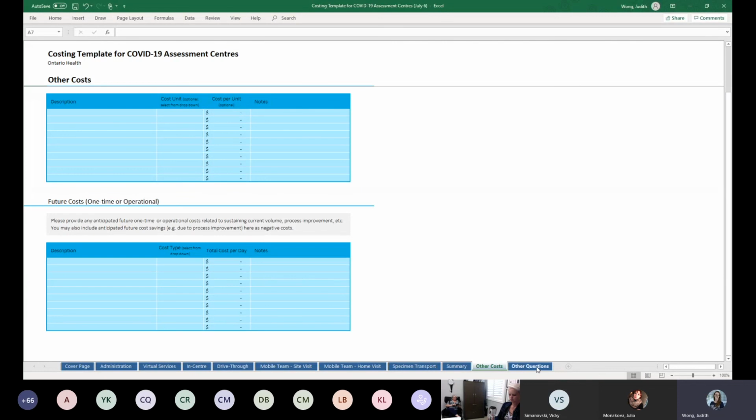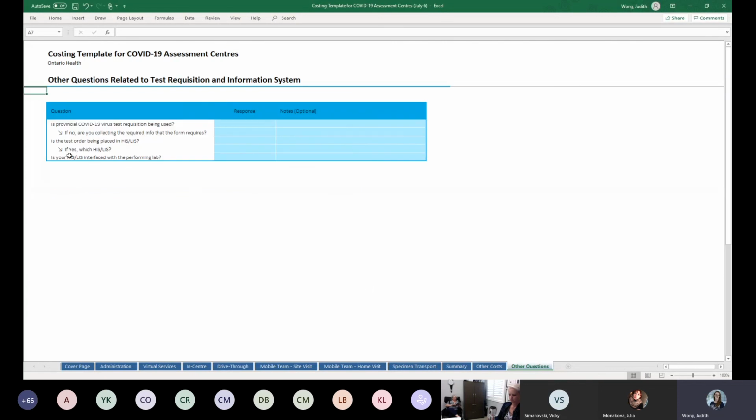Finally, we are collecting some information on your test requisition and your information system on behalf of some of our colleagues. So we're looking for information on whether you're using the provincial requisition and whether the order is being placed in your information system, which information system, and whether you are interfaced with the performing lab. This is some general information that's going to help us better understand the context in which the system is operating.